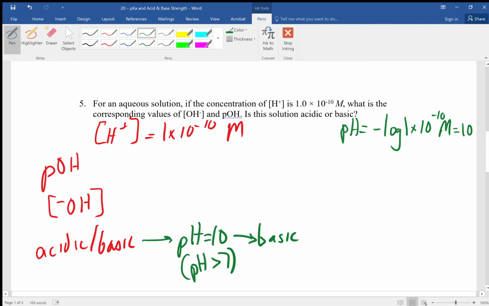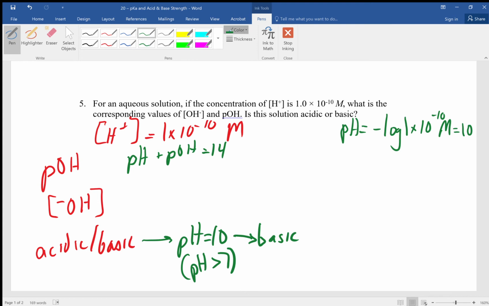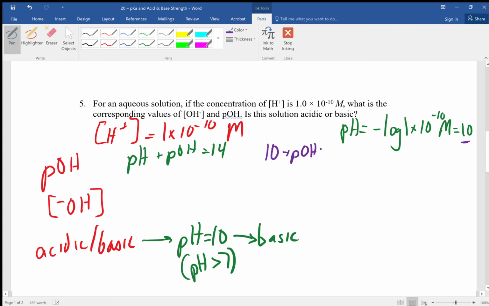Now, what about pOH? So recall that pH plus pOH is equal to 14. Well, if we know that, and we've already calculated that pH is equal to 10, then 10 plus pOH is equal to 14, and therefore pOH has to be 4.